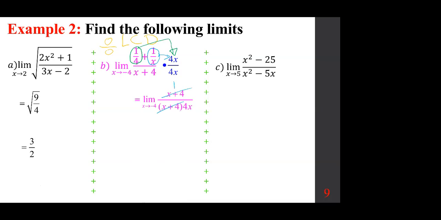And now, practically you're done because you get the limit of 1/4x as x approaches -4. If you replace this with -4, the denominator becomes -16. So -1/16 is our final answer.